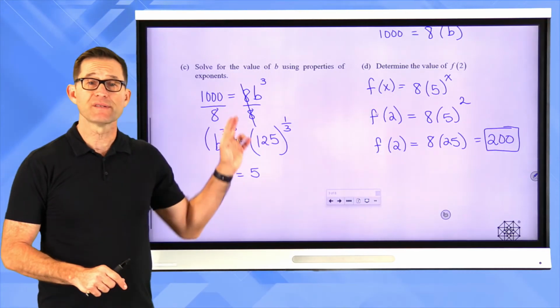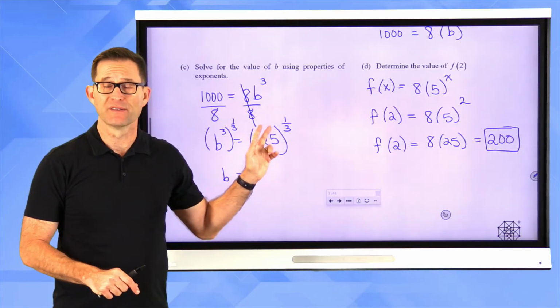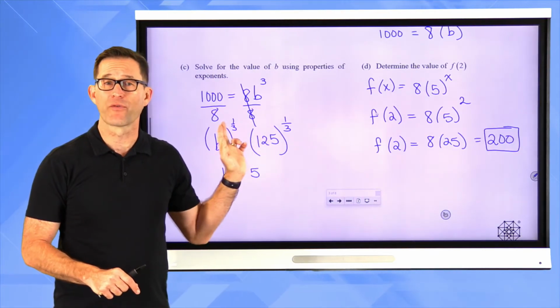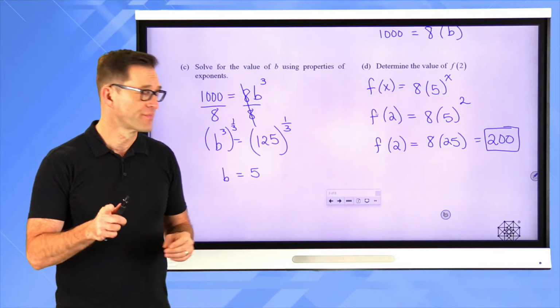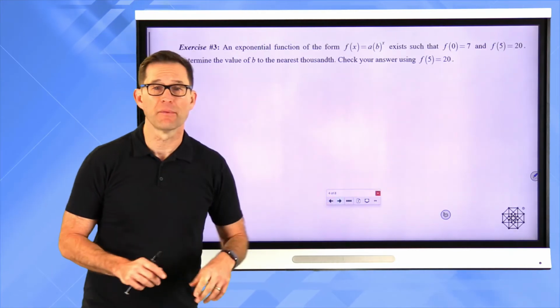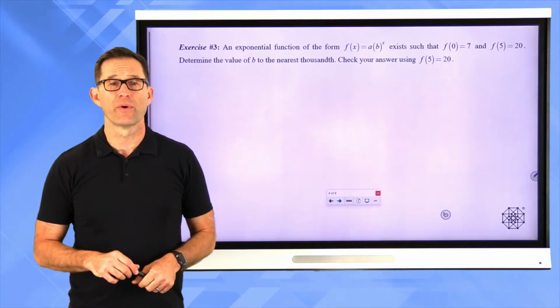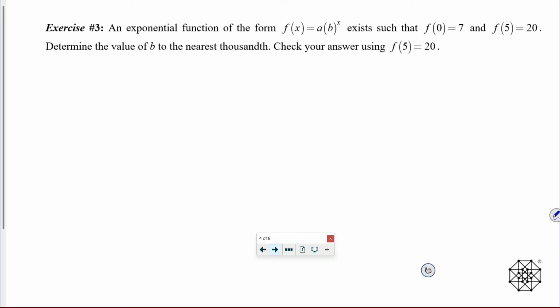All right, now, we're going to see this happening quite a bit, especially taking roots or fractional powers in order to find the value of our base. Let's take a look at another problem, see how much you got this. Exercise number 3. An exponential function of the form f of x equals a times b to the x exists such that f of 0 is equal to 7 and f of 5 is equal to 20.